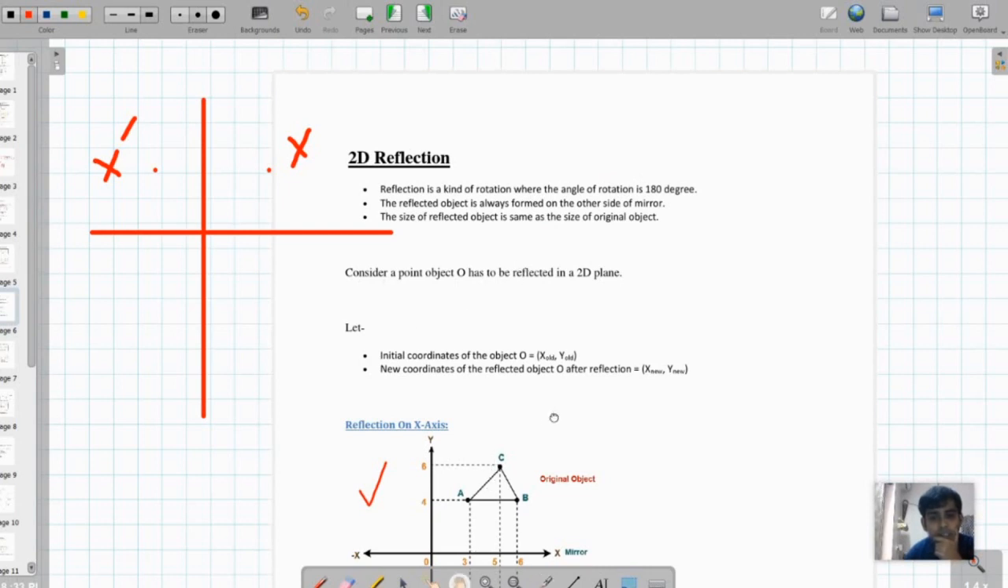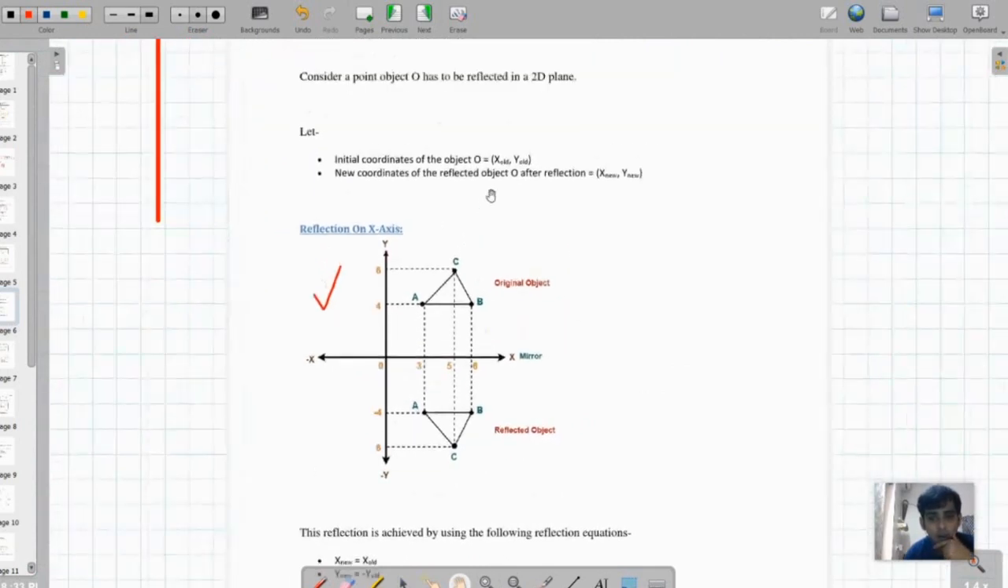Now let me have a deeper dive into this. You have a point object O which has to be reflected in a two-dimensional plane. The initial coordinates of the object O are x O, y O, and the new coordinates of the reflected object O after reflection are x new, y new. So what will be the equations for this reflection?